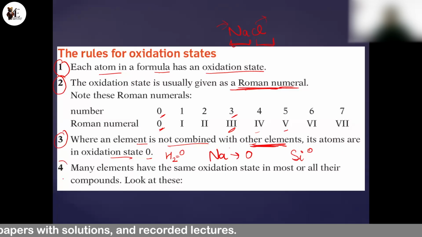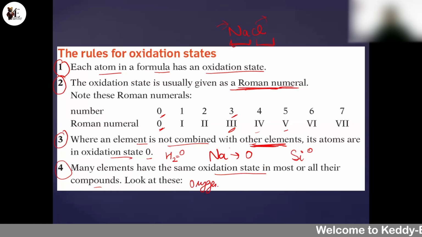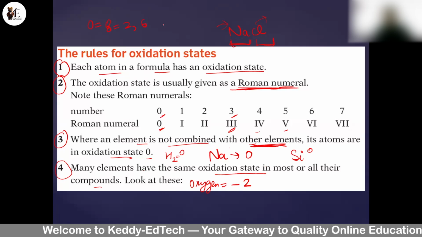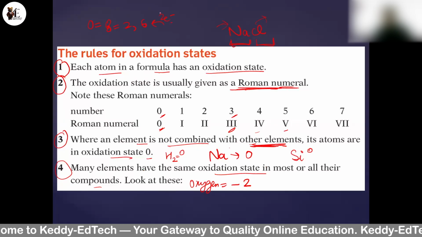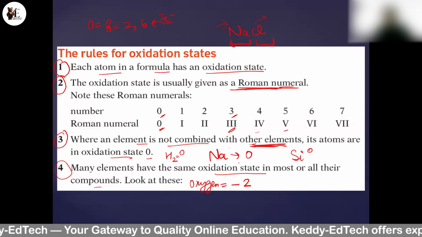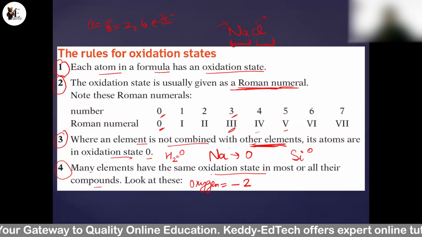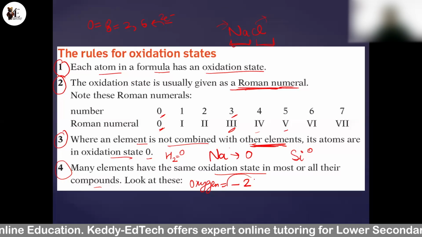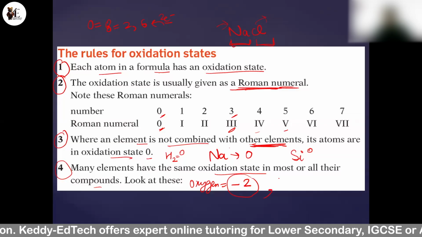The fourth point says that many elements have the same oxidation state in most or all of their compounds. For example, oxygen. The oxidation state of oxygen is -2 because when we write the electronic configuration of oxygen, it is 2,6. That means oxygen needs 2 electrons. So it is -2, because oxidation state is the number of electrons gained, lost, or shared, right? So the oxidation state of oxygen is -2 in most compounds.